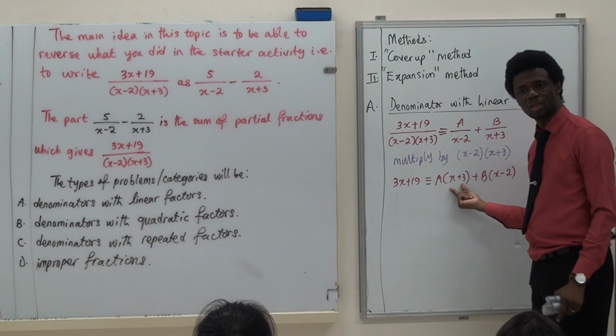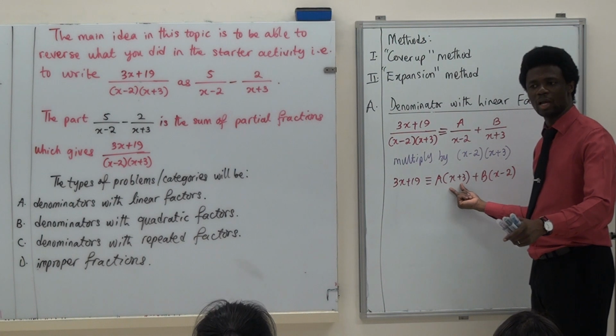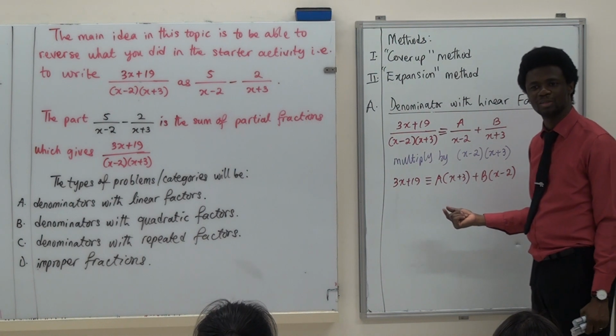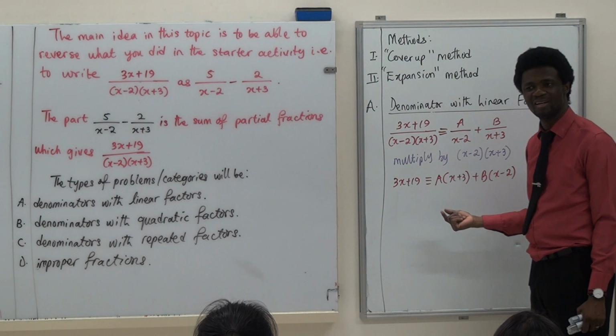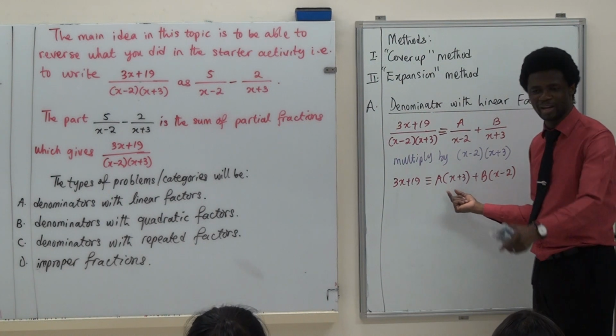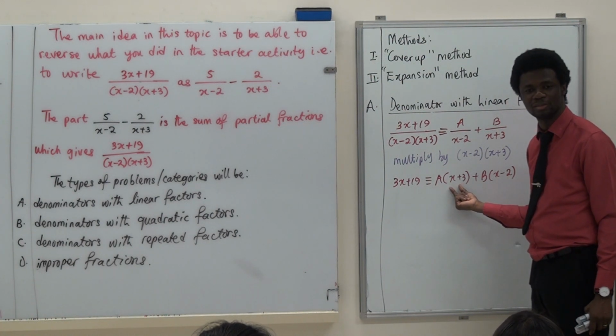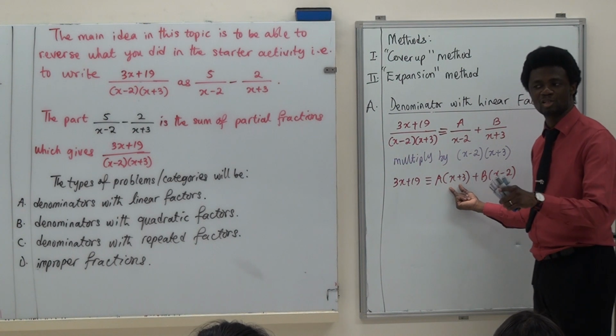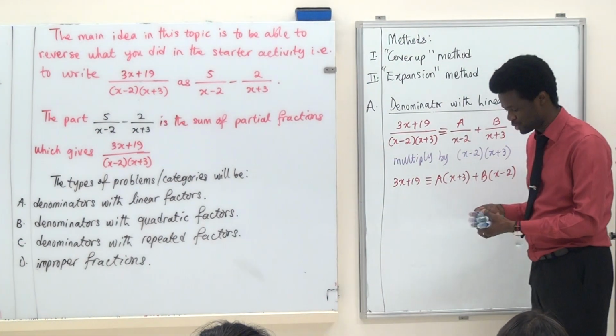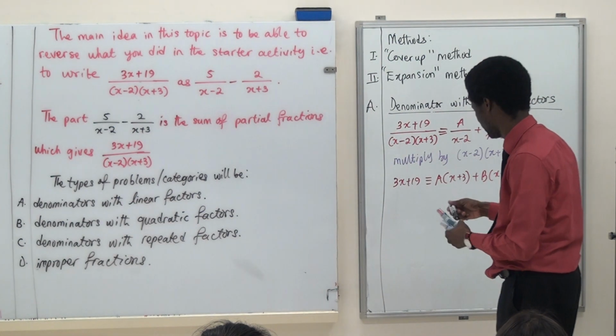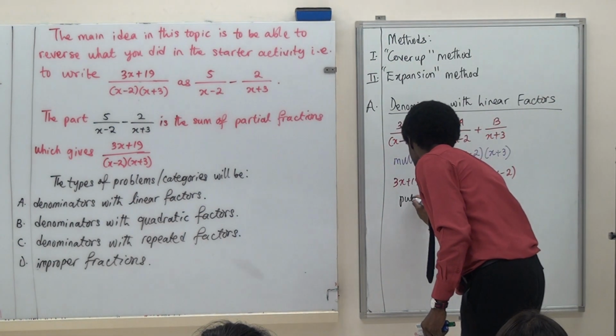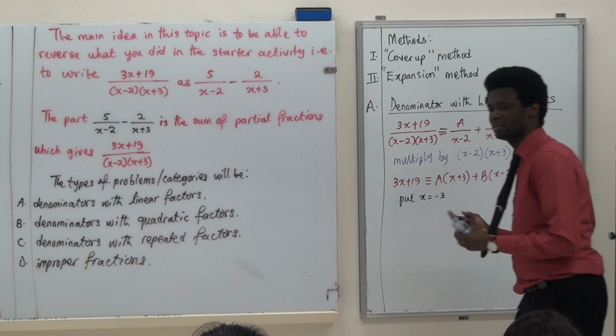x plus 3 equals 0. How can x plus 3 be 0, Leo? Alright, so again, what do we do to make this bracket 0? x must be minus 3. So what you do is to put x as negative 3.